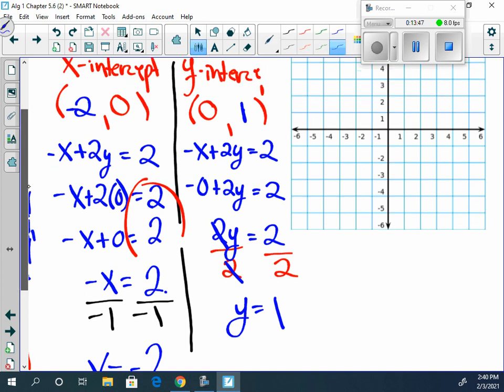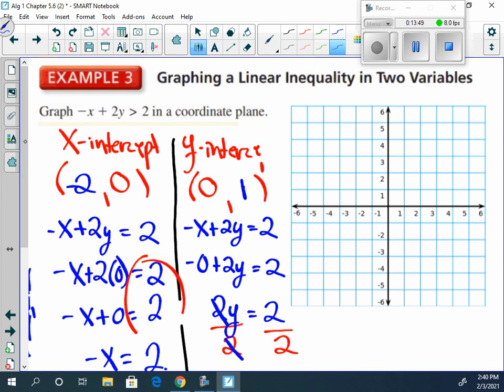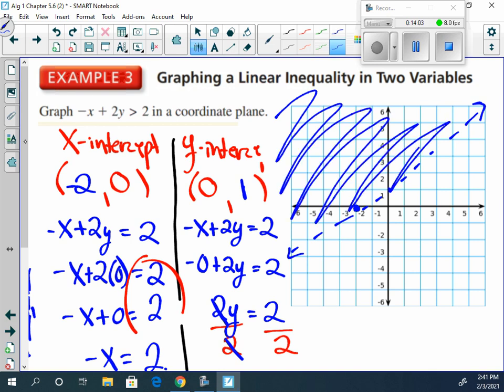Which means our graph, and I'll fix this here, should be here and here, going up. Now checking the point still works because 0 is not above the line, it's below it. So that still holds true.